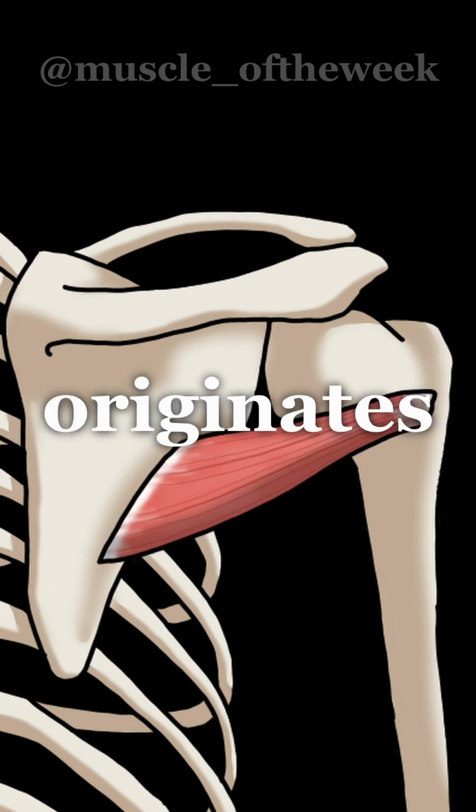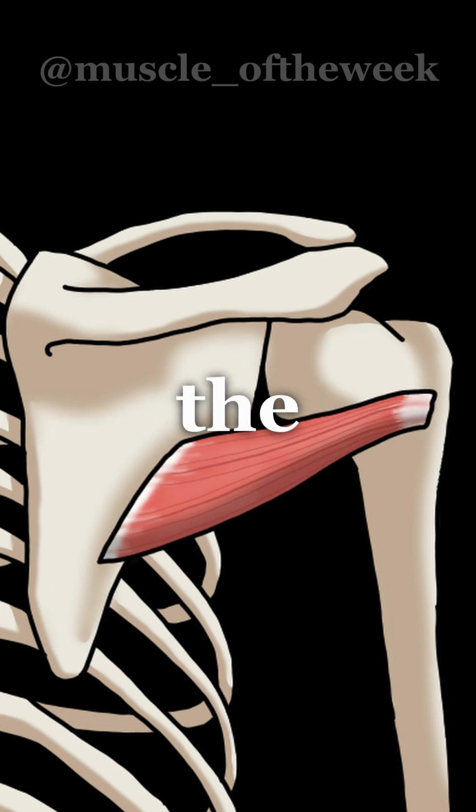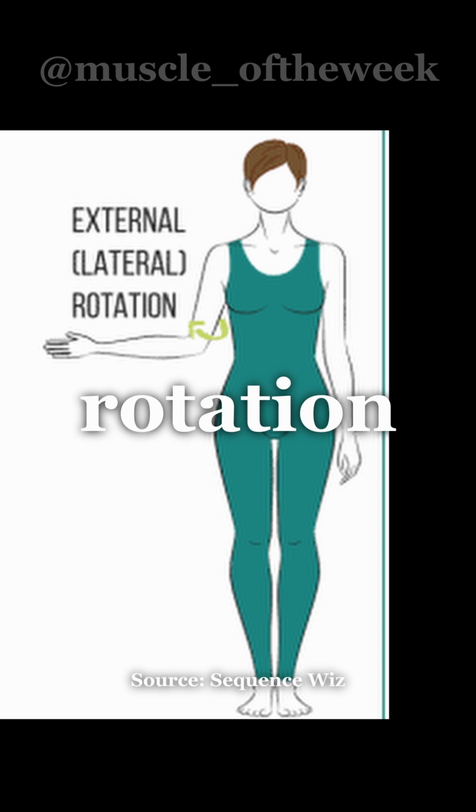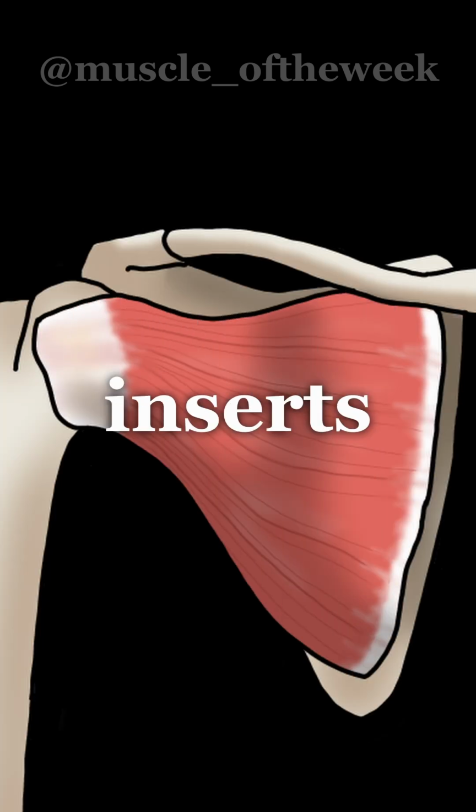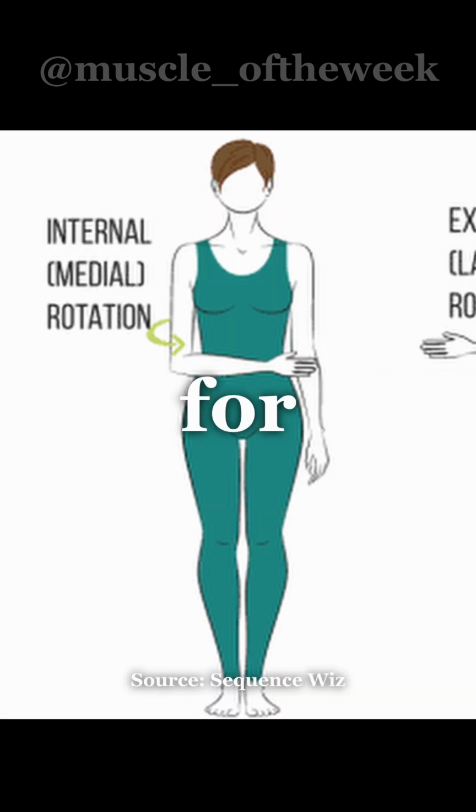The teres minor originates from the lateral border of the scapula and inserts in the greater tubercle. It aids in external rotation and stability. Lastly, the subscapularis originates from the subscapular fossa and inserts in the lesser tubercle. It is responsible for internal rotation.